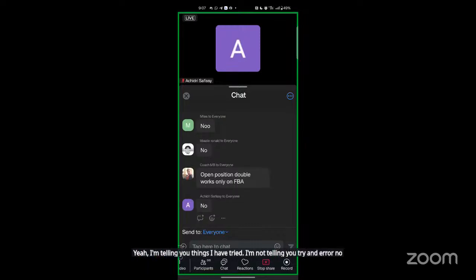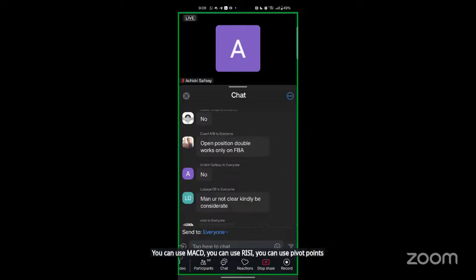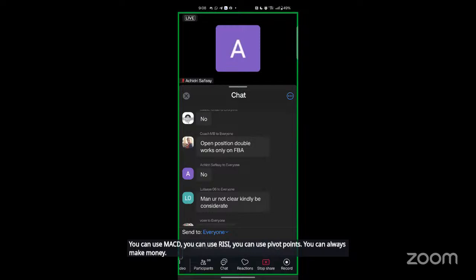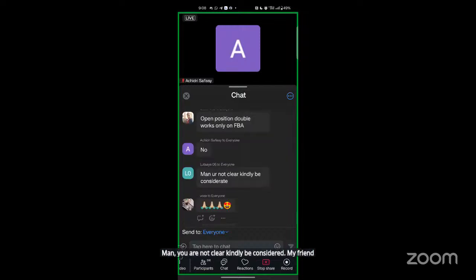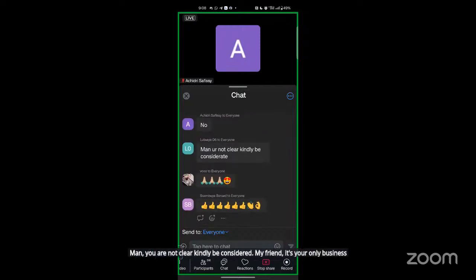So I want to stop here. I've spent a lot of time here. But if I have done business, I've never seen a simple business like this one. You can use MACD, you can use RSI, you can use pivot points. You can always make money. Man, you are not clear. Kindly be considerate. My friend, it's your own business. I have a right to keep quiet.